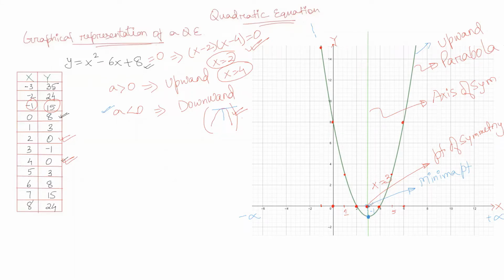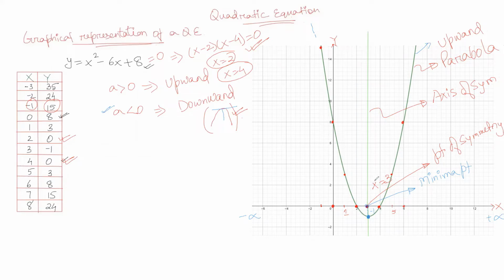Also, if we observe carefully, we can find this point of symmetry simply by taking the midpoint of the two roots. In this case, the two roots are 2 and 4. So the midpoint of 2 and 4 would be (2 plus 4) by 2, that is 6 by 2, which would be 3. So the point of symmetry we can find simply by taking the midpoint of the roots.